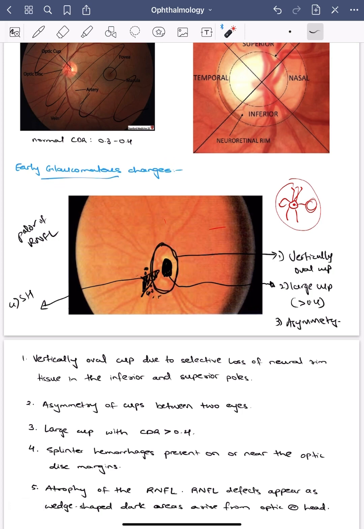So again, the early glaucomatous changes, we have the first is vertically oval cup, the second is a large cup, the third is asymmetry of the cups between the two eyes, the fourth is presence of splinter hemorrhages, and fifth is atrophy of the RNFL, and this can be seen as pallor areas and wedge shaped defects. Okay, so these are the early glaucomatous changes.